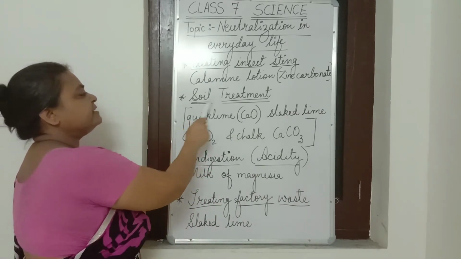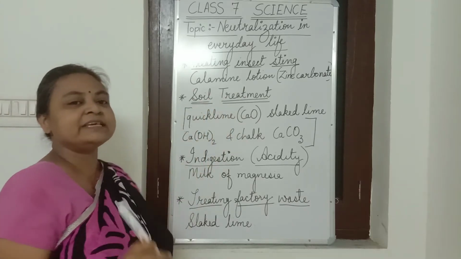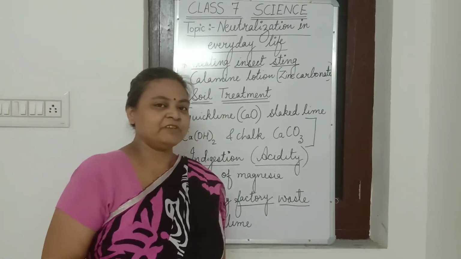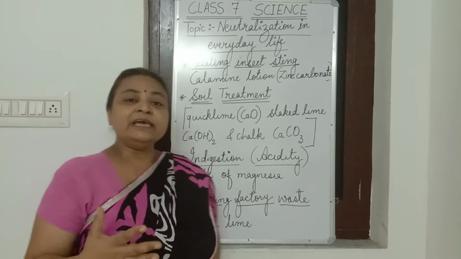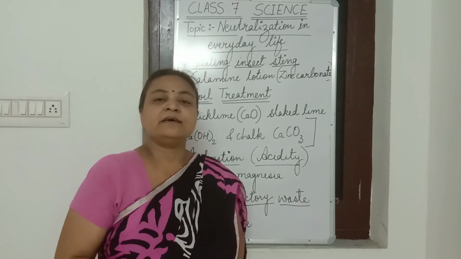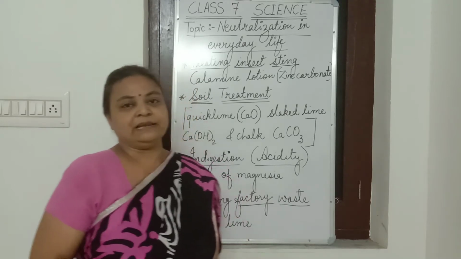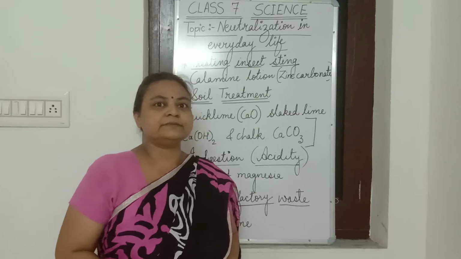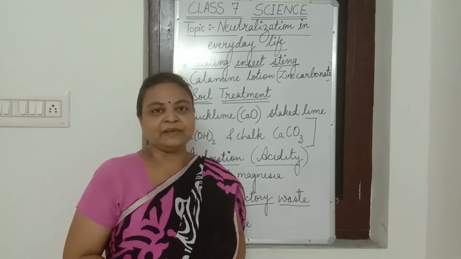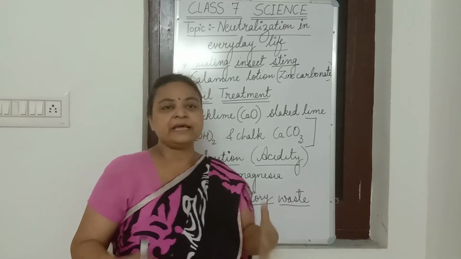Second is soil treatment. Earlier also I think we have discussed this topic when we were studying about the uses of bases. Soil, when it becomes acidic, does not remain very fertile. Neutral soils are good for the crops, right? So, we have to make that soil neutral.